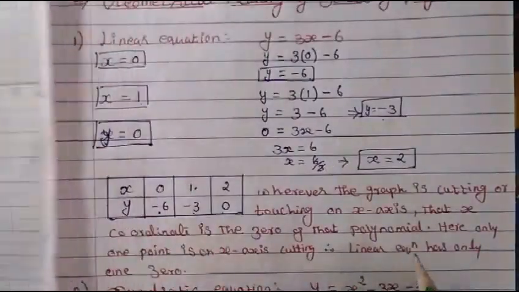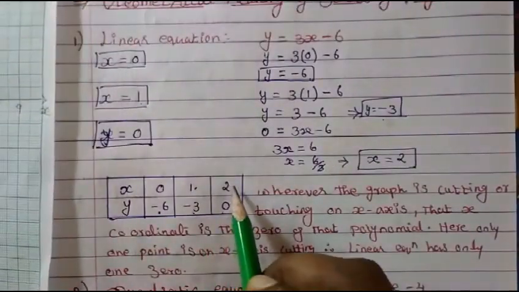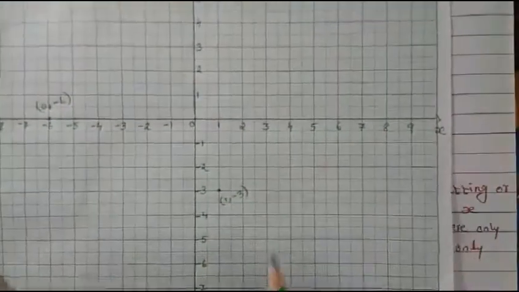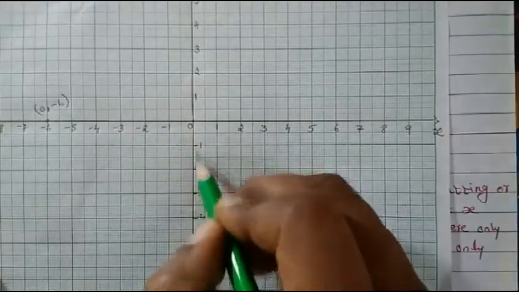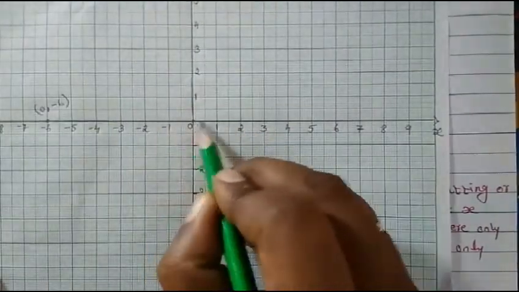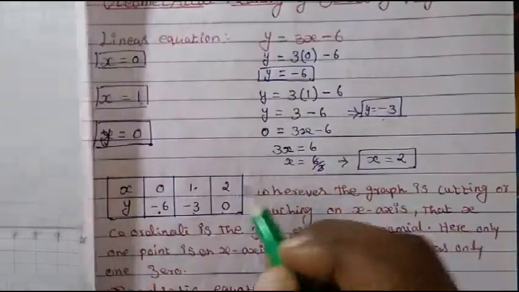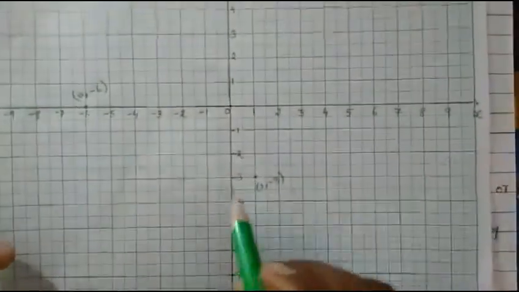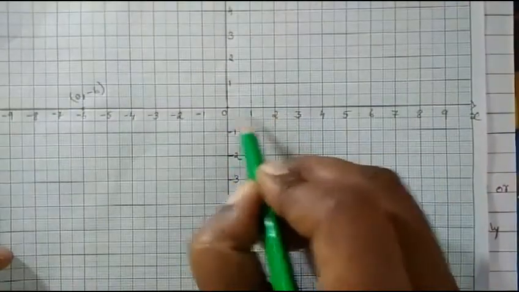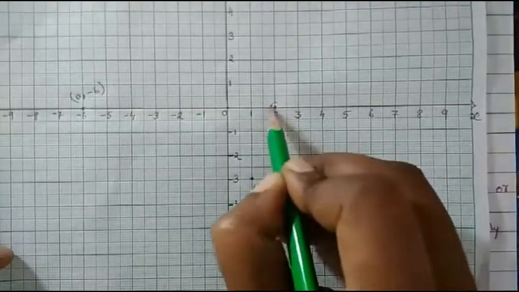So now let's see the third one. X is 2 and y is 0. So 2, 0. So then we have 2 here, then 2, 0. So 0 for y is here, x also 0 is here. So here we have 2 and 0, x is 2 and y is 0. So it will be here only.